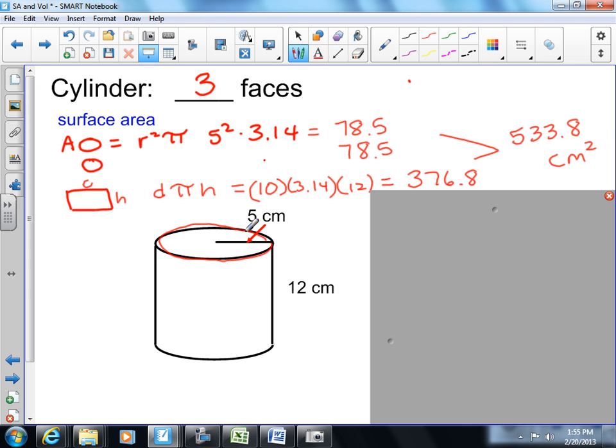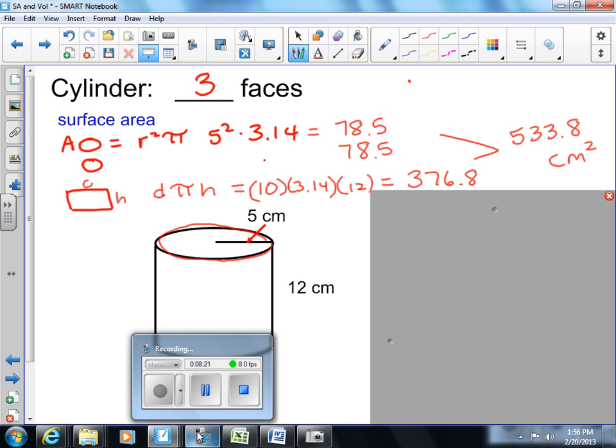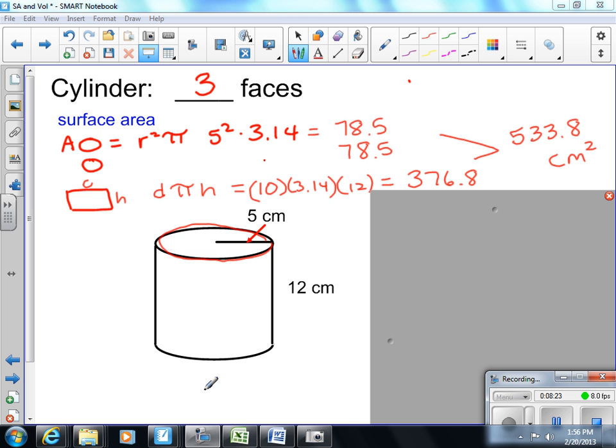Okay, review. I found the area of both my top and bottom, which were the shape of circles, radius squared times pi. But the rectangle part, I have to take the circumference times the height, which is diameter times pi times your height. Any questions on surface area? Shh, back there.